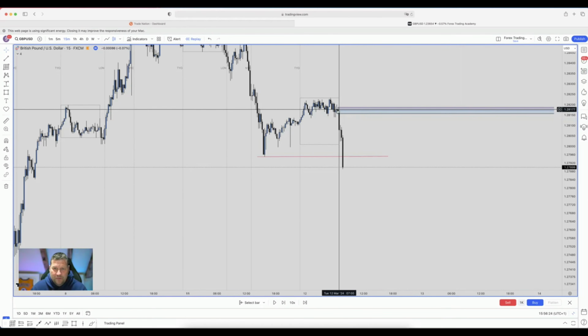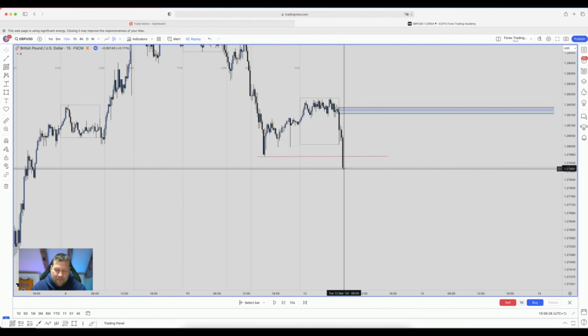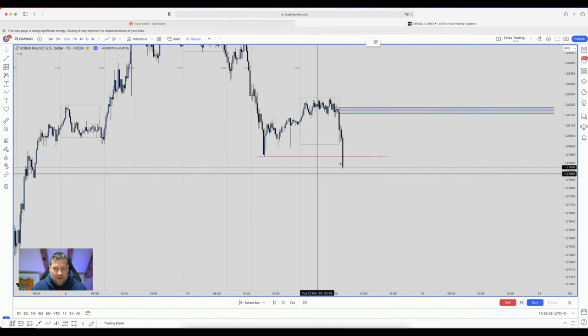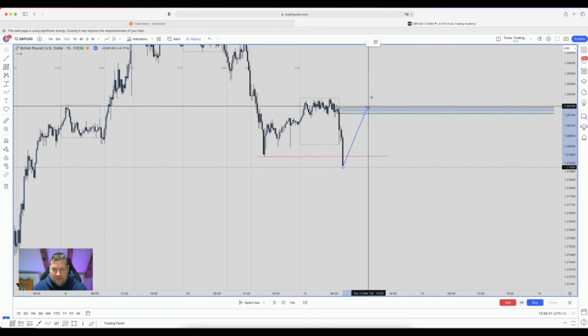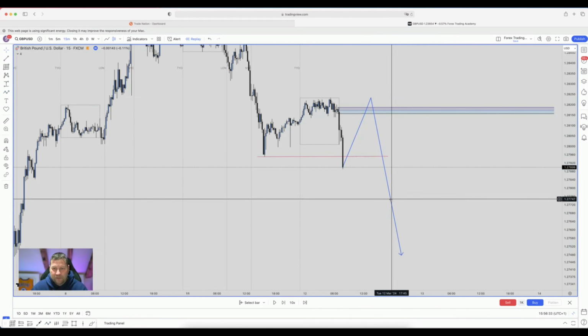So we know that we have an OB. This is the first OB and void that's created that breakdown to the lows. So in theory, we're looking for price to come back up to this area. We've got to protect Asia high to then wait for price to come back down to the low.